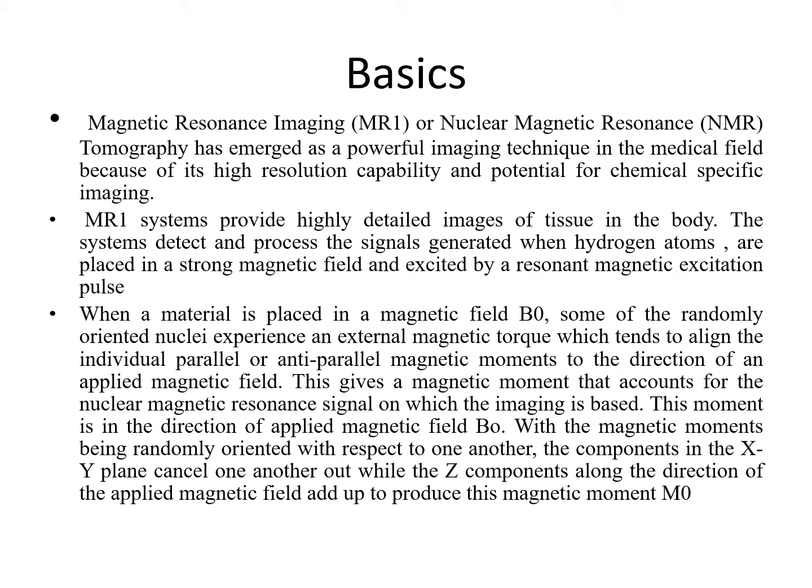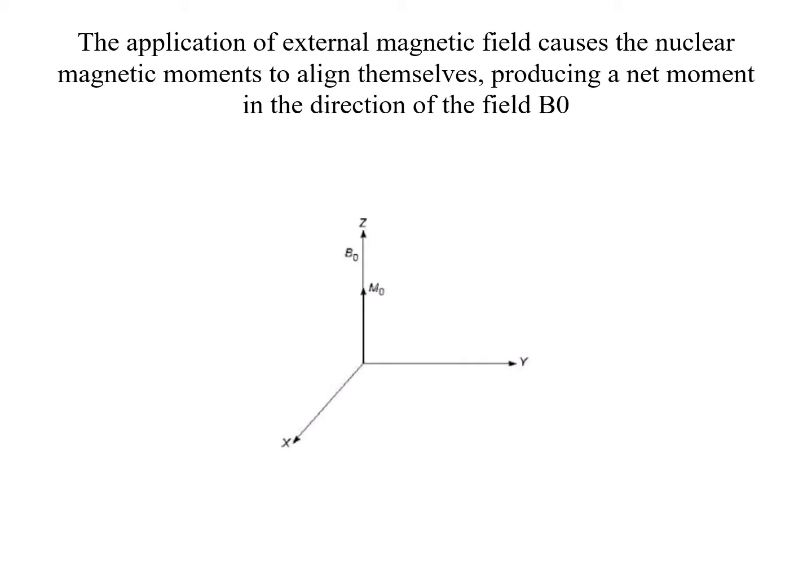This moment is in the direction of the applied magnetic field B0, with the magnetic moments being randomly oriented with respect to one another. The components in the XY plane cancel one another out, while the Z components along the direction of the applied magnetic field add up to produce this magnetic moment M0. These are the orientations. There is the X, Y, Z plane and the magnetic field is applied in the Z direction. As a result, we get a magnetic moment M0 in the applied magnetic field direction Z.